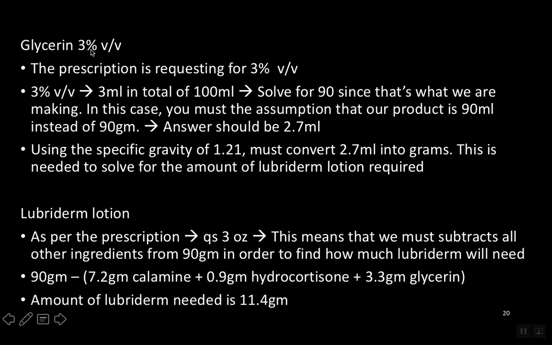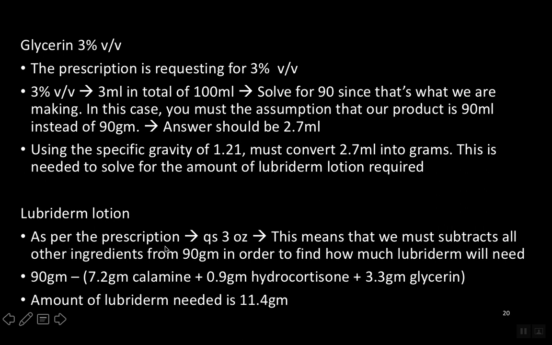The glycerin is 3% volume over volume. The prescription is requesting 3%. So here it's just saying 3 ml in a total of 100 ml. So you solve for 90 since that's what we are making. In this case, if you solve for 90, you're going to get 2.7 ml. And they provided a specific gravity or the density, so you have to convert it into grams. And this is how much you're gonna add to it.